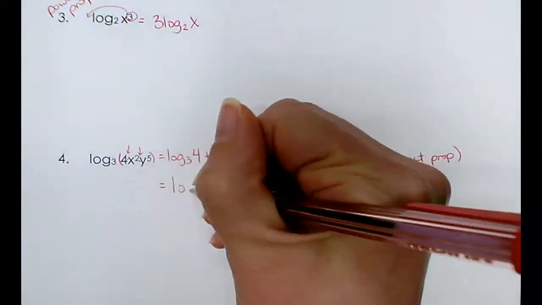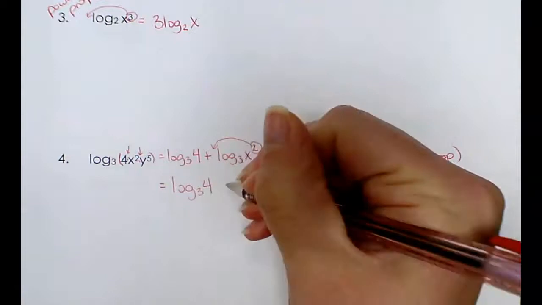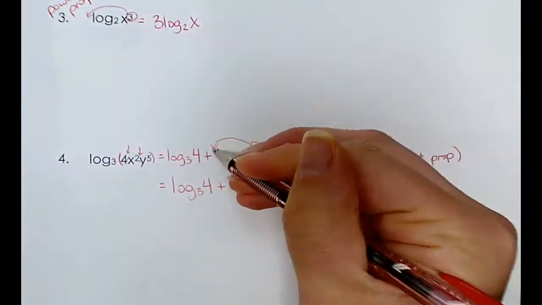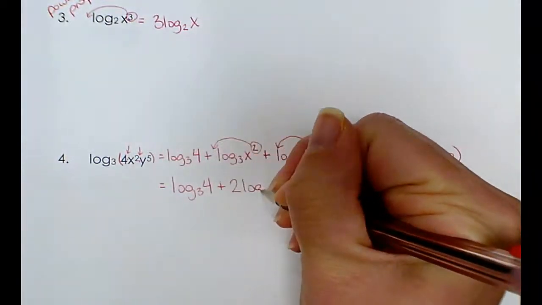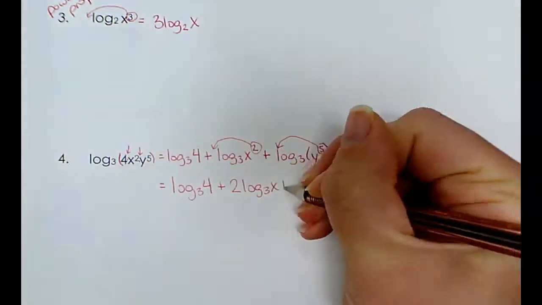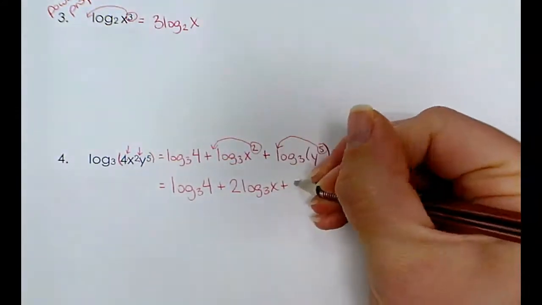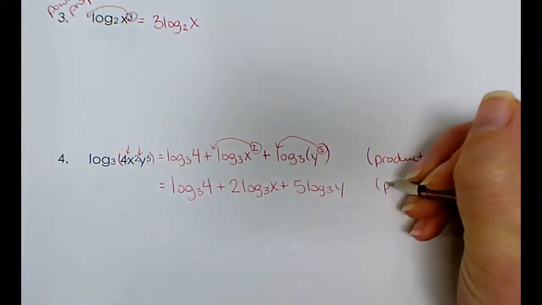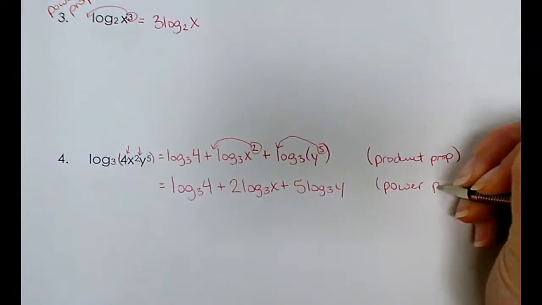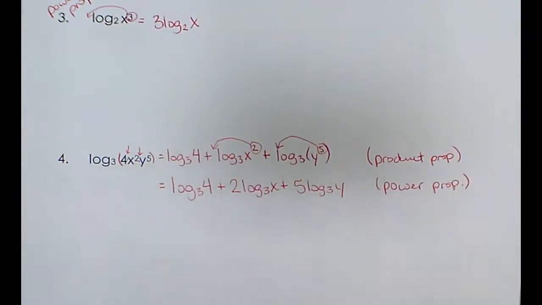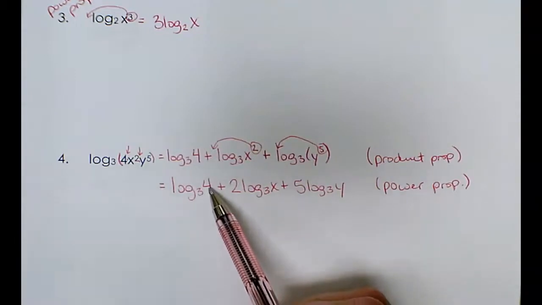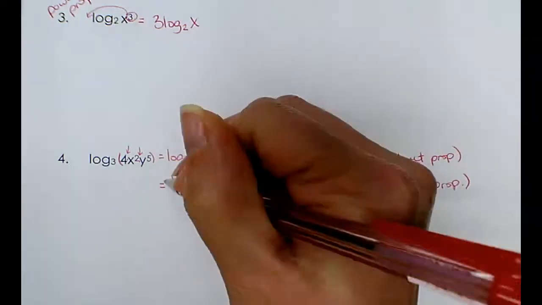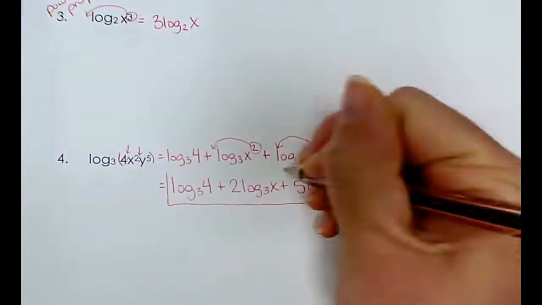So this is log base 3 of 4. That first term is unchanged. Plus 2 log base 3 of x. Plus 5 log base 3 of y. And we found this with power property. Notice that what I'm taking log base 3 of are no longer being multiplied or divided from each other. So 4 and x and y. There's no multiplication or division, so this is my final answer.